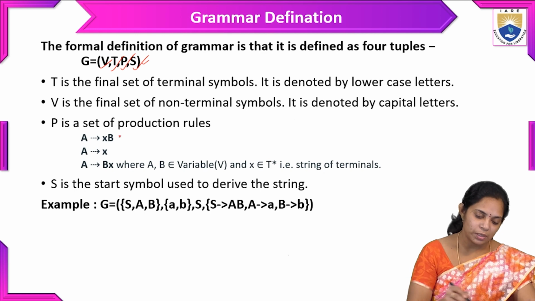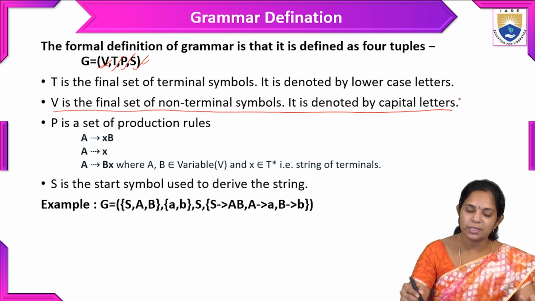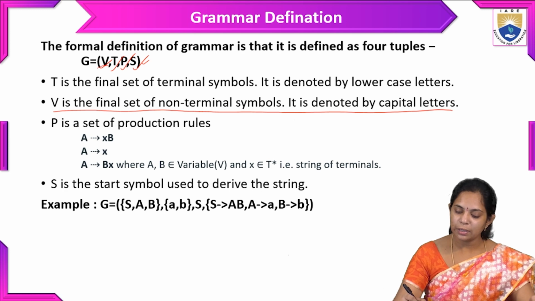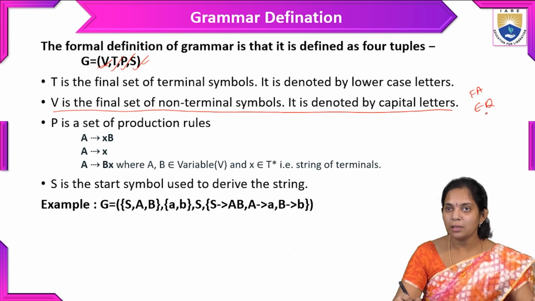So let me revise one more time. V is a finite set of states. It is denoted by capital letters, and when comparing with finite automata, it belongs to the Q. So it has states like Q0, Q2, like that.